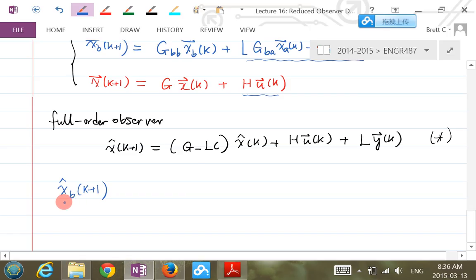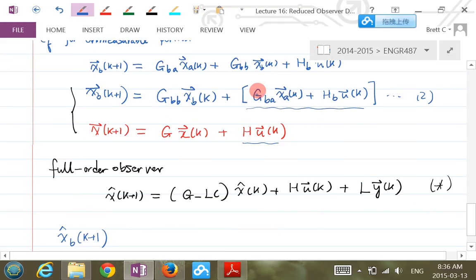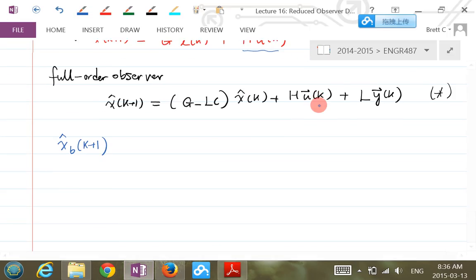That makes sense? So now you look at this one here. All we need to do is replace this G with GBB, replace this C with the GAB, and replace this H u of k with this bracket, and replace the L. We don't replace anything in here, so the L can just stay as it is, but we're going to call it a different name, because the L is the full order observer gain. So now we have a reduced order observer gain. Make sense?